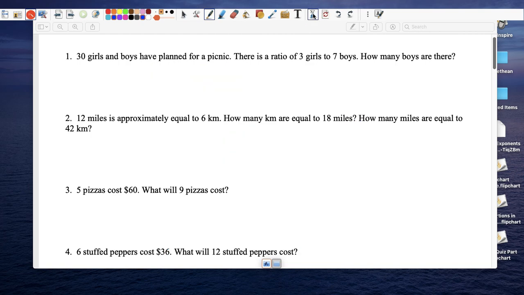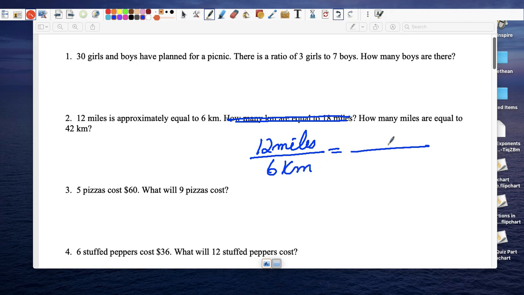Now there's a part 2 here, so we did this one, so let me cross this out. That's done. Now we're going to do the second part. How many miles are equal to 42 kilometers? So let's set up our ratio again. So 12 miles to 6 kilometers. On the other side, I write miles on top, kilometers at the bottom. And now we have 42 kilometers. Where do I put that? Well, I put it over here.